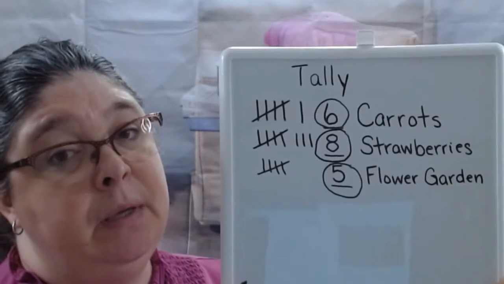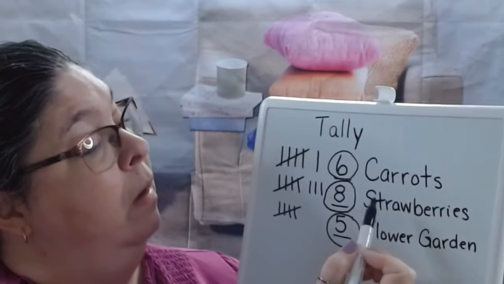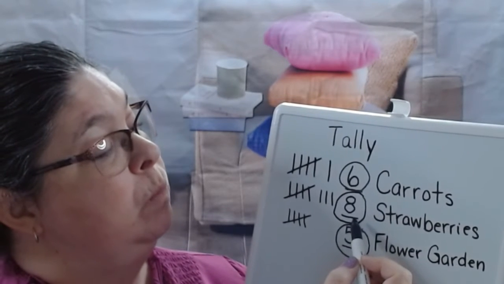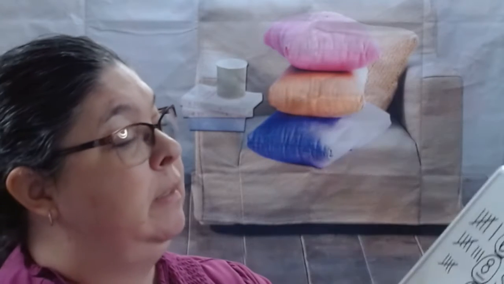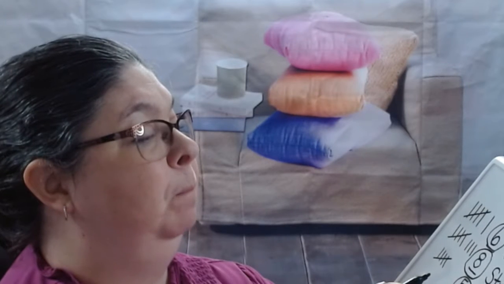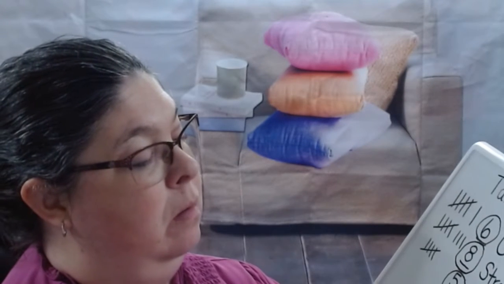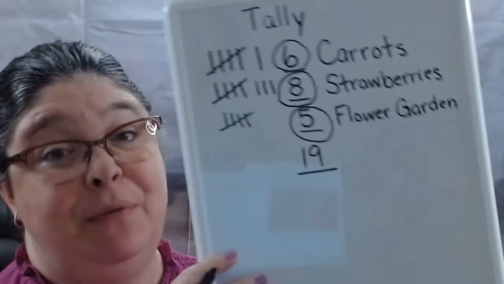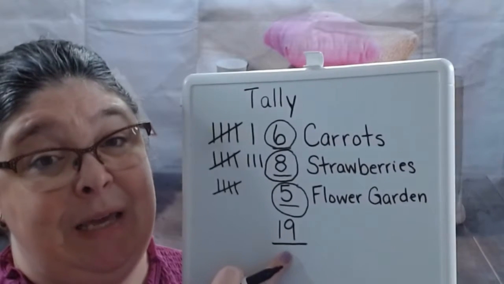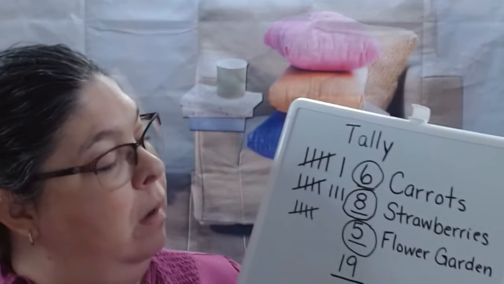You could also tally this up. So you could add the numbers. And you get the total. So this is a way to see if everybody voted. So say you had 22 kids in your class, you can see that not everybody voted. Okay, just a way.